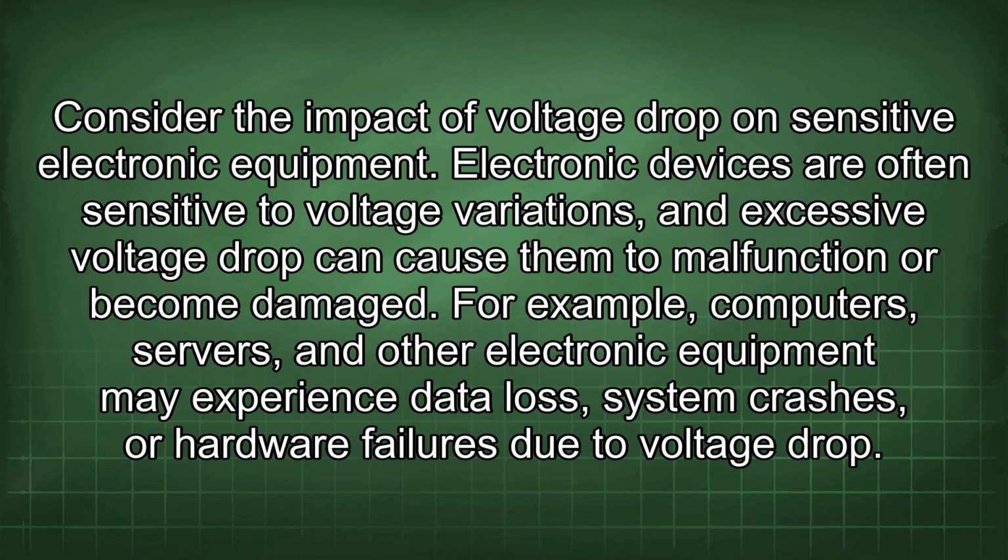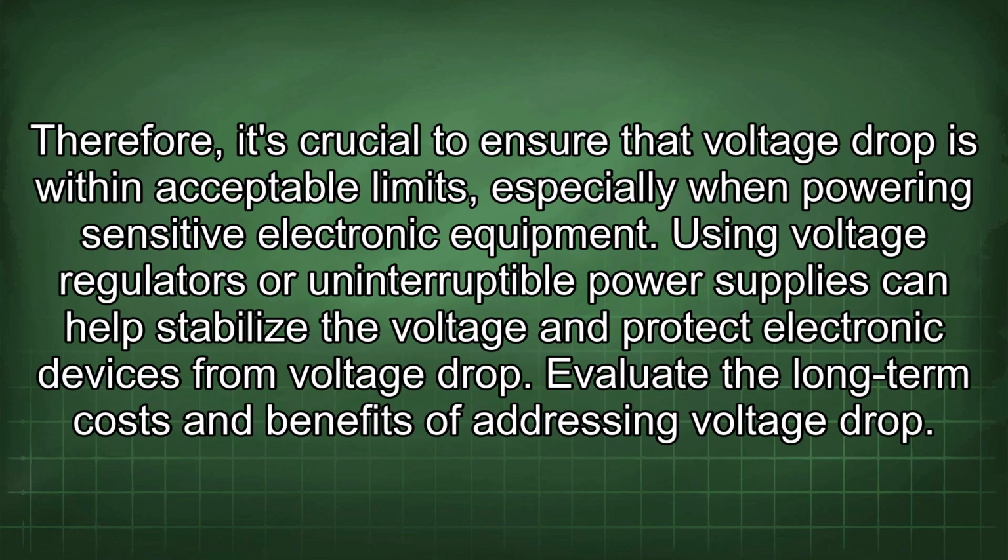Consider the impact of voltage drop on sensitive electronic equipment. Electronic devices are often sensitive to voltage variations, and excessive voltage drop can cause them to malfunction or become damaged. For example, computers, servers, and other electronic equipment may experience data loss, system crashes, or hardware failures due to voltage drop. Therefore, it's crucial to ensure that voltage drop is within acceptable limits, especially when powering sensitive electronic equipment. Using voltage regulators or uninterruptible power supplies can help stabilize the voltage and protect electronic devices from voltage drop.